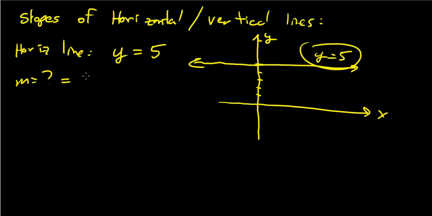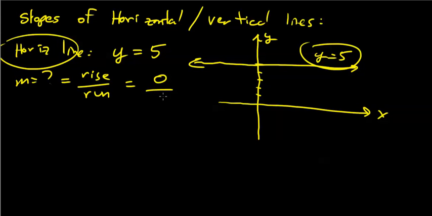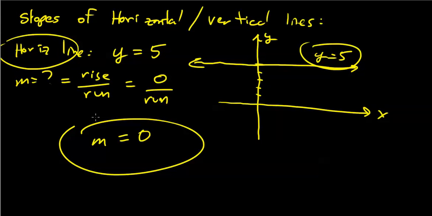Well, your slope is always your rise over run. But in a horizontal line, there is no rise. The line never goes up, never goes down in terms of the y coordinate. So my rise in a horizontal line is 0. And 0 over anything, it doesn't matter how much I run left to right, is always 0. So hence I can conclude that the slope of a horizontal line is always 0.